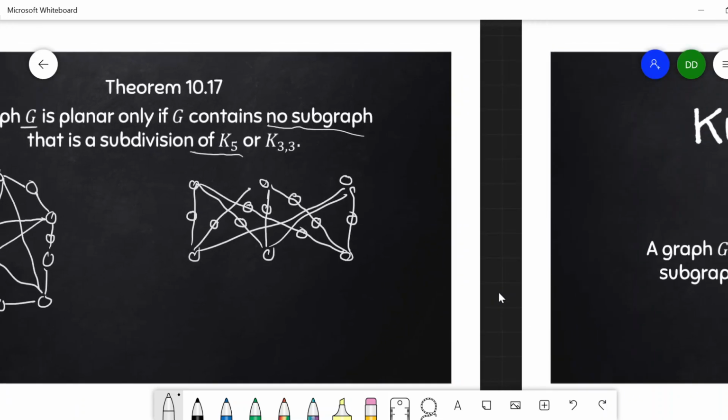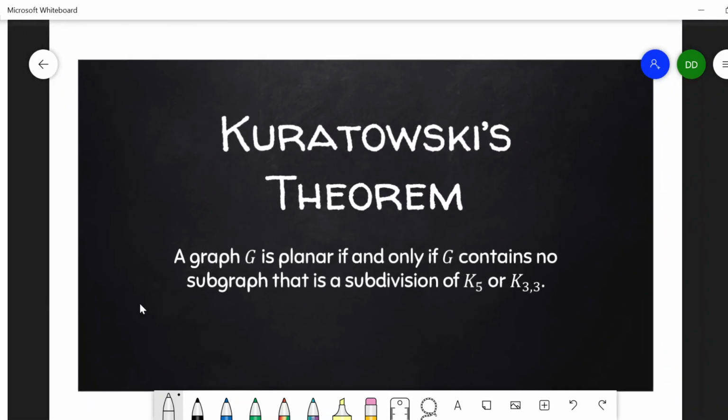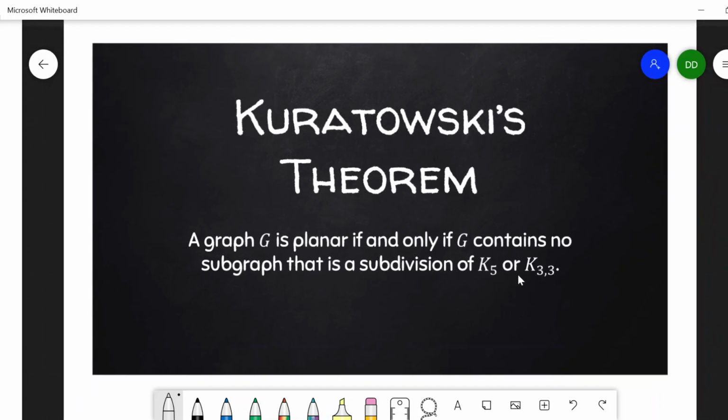That theorem is called Kuratowski's Theorem. So a graph is planar if and only if it contains no subgraph that is a subdivision of K5 or K3,3. And so this is our test to see if a graph is planar: we look at the graph and see if we can find a K5 or K3,3 subdivision somewhere in the graph. Now this is still a little bit difficult to do, right? This still requires some creativity to be able to find this, but it's powerful in that it's a characterization.